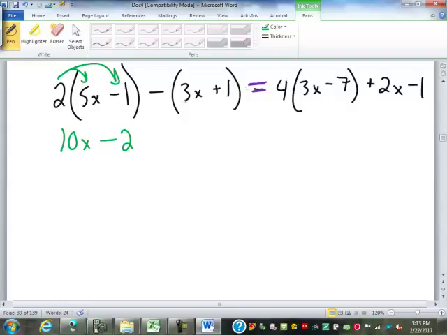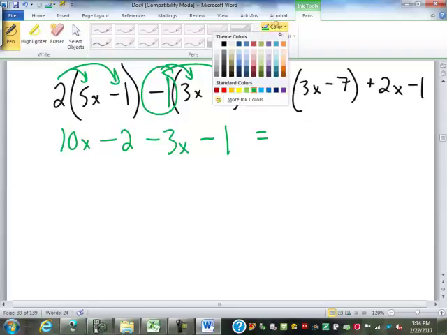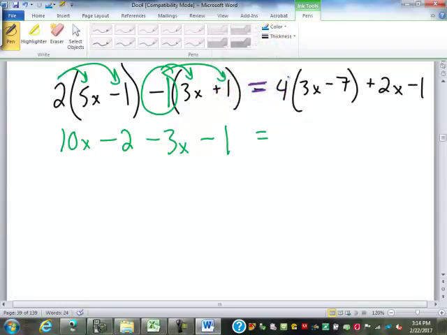Now this second set of parentheses is where we have to be careful. What is multiplying this second set of parentheses? Just a negative. And what we're going to do is make it a negative 1. So it's a negative 1 times 3x, which is negative 3x. Negative 1 times 1 is negative 1. Perfect.